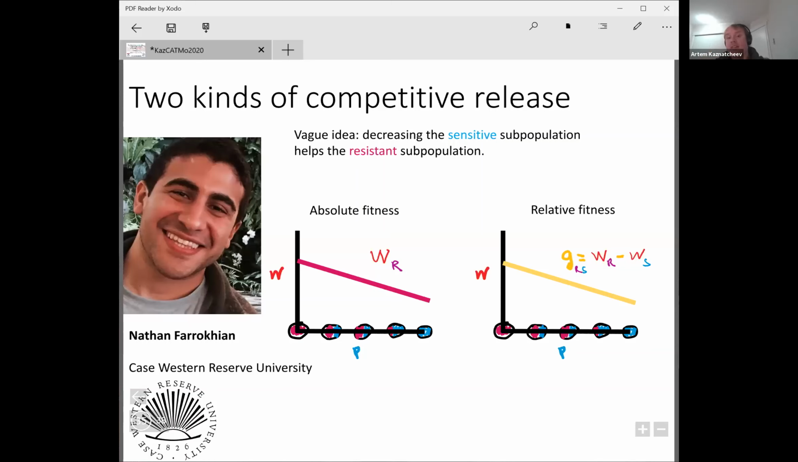Alternatively, we can ask for a relative fitness definition of competitive release. And here it'd be the gain function that has a downward slope, so the difference between the resistant and the sensitive. Notice that these two definitions are not equivalent. For example, on the right, we could have had a resistant population with an upward slope, but a sensitive population with a bigger upward slope. And that would give us a downward slope in the relative fitness, right?